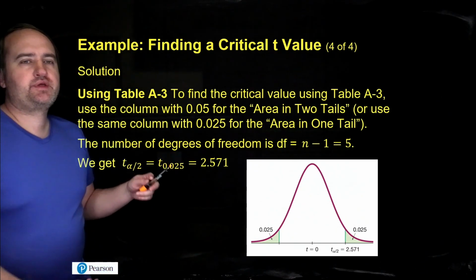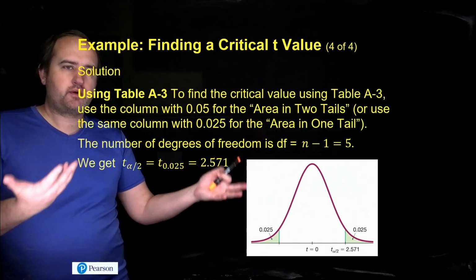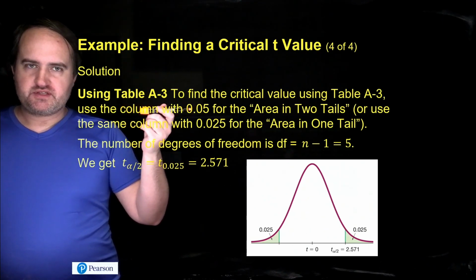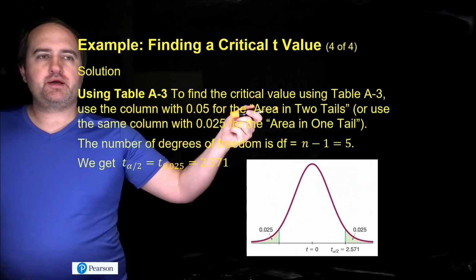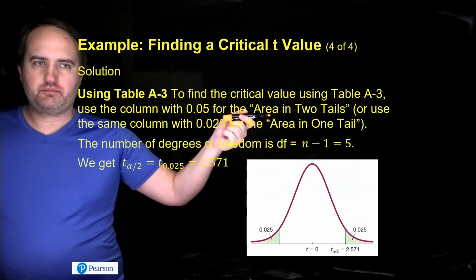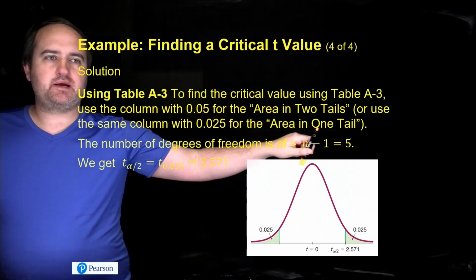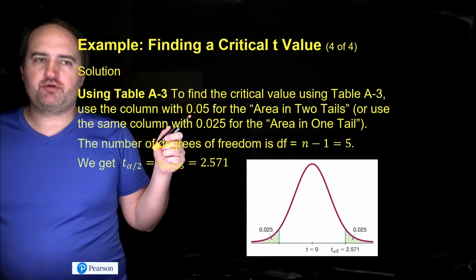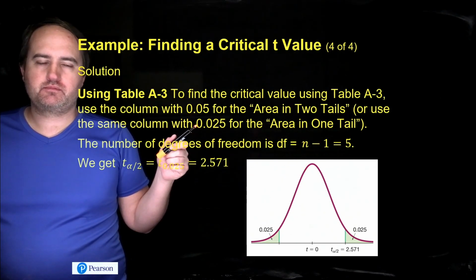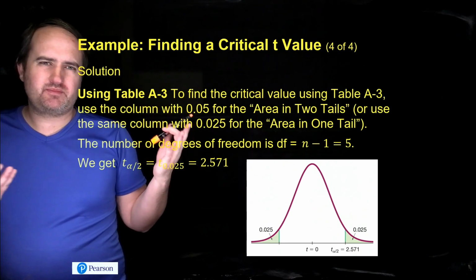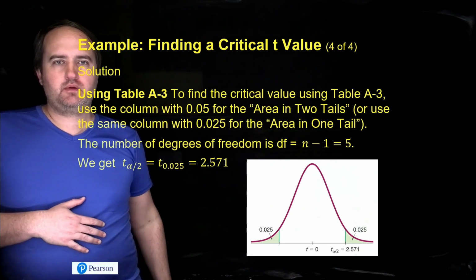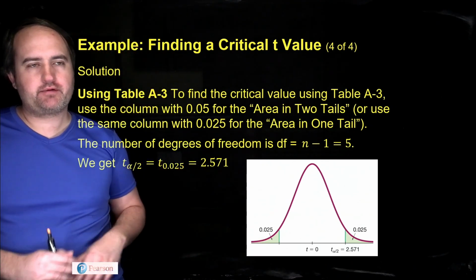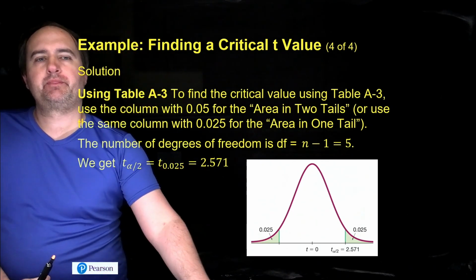Okay, using table A3, got the same number. We already went over this. Just remember, it's usually easier to just use the area in two tails like we did. If you wanted to use the area in one tail, then that would be half of 0.05, which is 0.025. But that should make sense, right? 0.025 plus 0.025 is 0.05. That's the area in two tails.